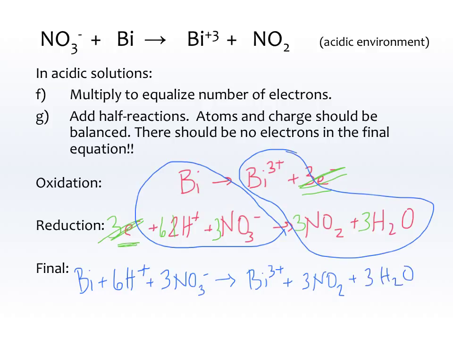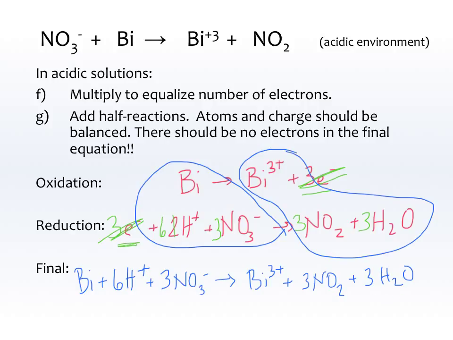To check and make sure I've done it all correctly, the atoms and the charge should be balanced. There should be no electrons in the final equation. So if I go back through, 1 bismuth on the left, 1 bismuth on the right. 6 hydrogens, 6 hydrogens, 3 nitrogens, 3 nitrogens, 3 oxygens, 2 plus 1 is 3 oxygens. The atoms are balanced. For charges, let me get rid of these green lines.